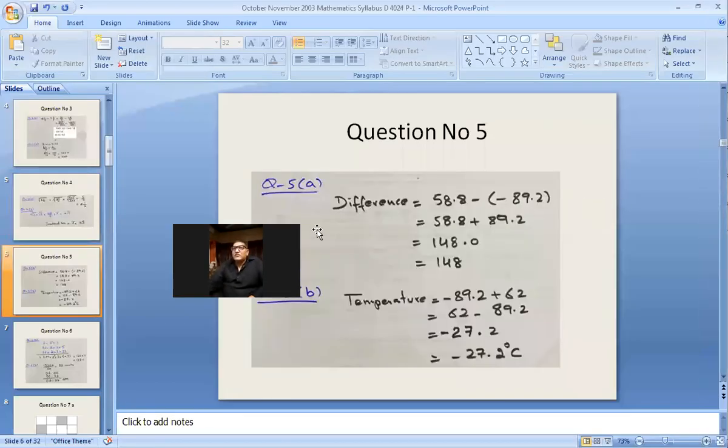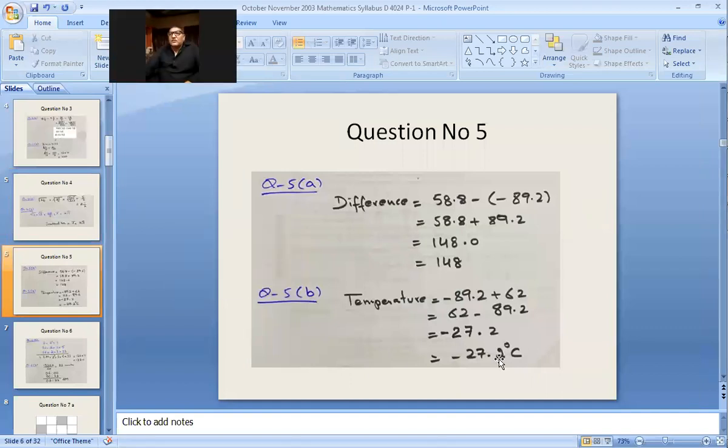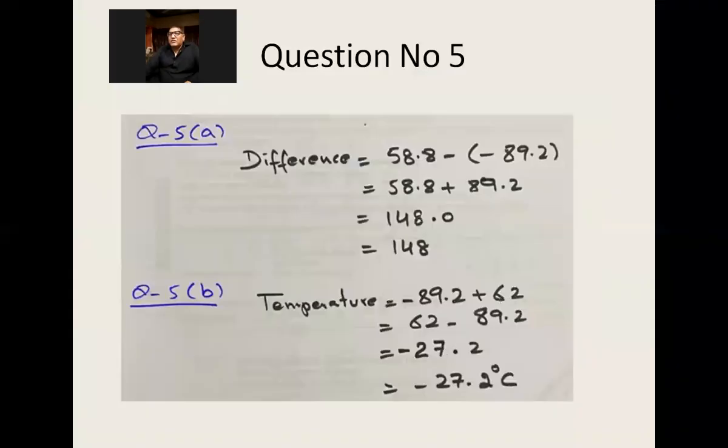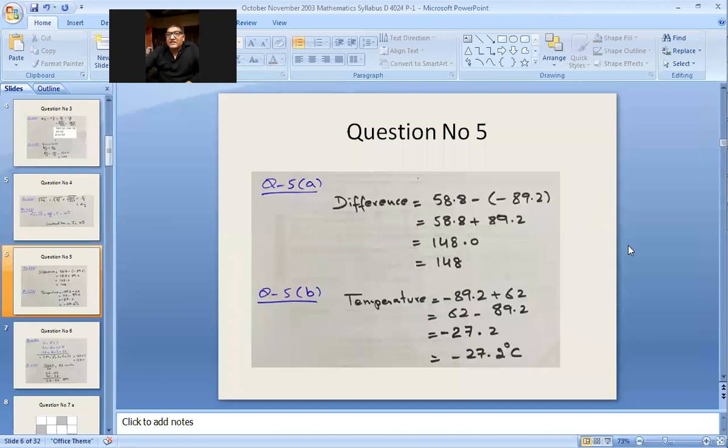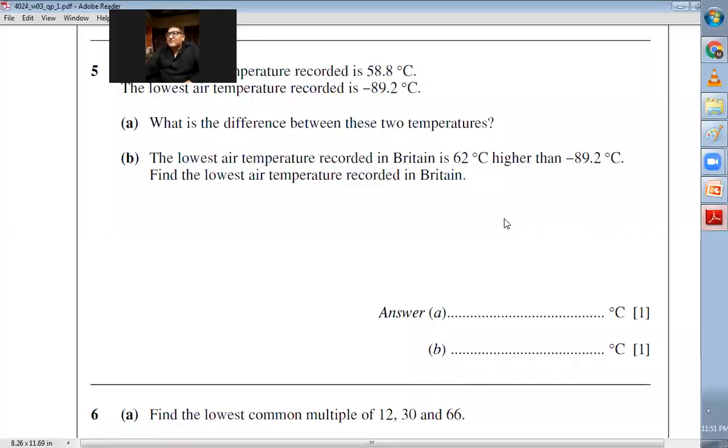And here we go. So the difference will be 58.8 minus minus 89.2, and minus minus will be plus. So 58.8 plus 89.2. So this will be 148.0. 148 degrees will be the answer. So hopefully you have understood, 148 degrees will be the answer. That's the difference of the temperature.